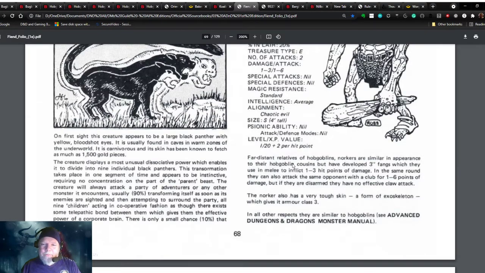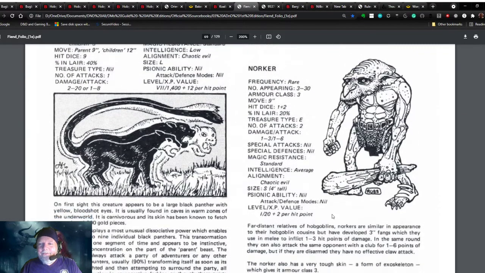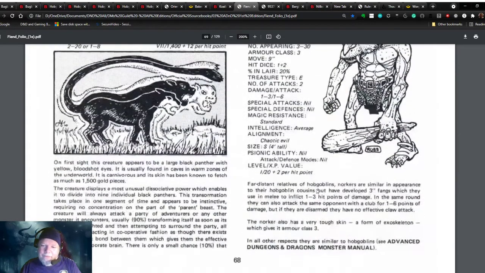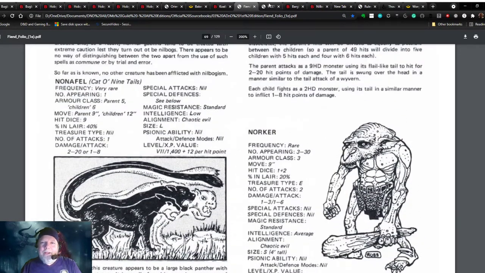Norkers are similar in appearance to their hobgoblin cousins, but they've developed 3-inch fangs, which they use in melee to inflict 1d3 points of damage. In the same round, they can also attack the same opponent with a club for 1d6 points of damage, but if they're disarmed, they have no effective claw attacks. And then it says, aside from the exoskeleton, which gives it a better armor class, in all other respects, they're similar to hobgoblins for AD&D.